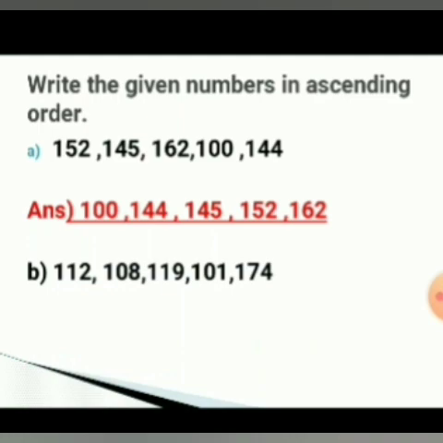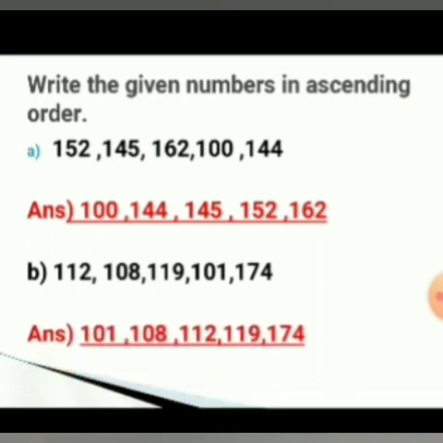The next one is 112, 108, 119, 101, and the last one is 174. So the smallest number is 101, then 108. Greater than 108 is 112, then 119, and the last one will be 174.